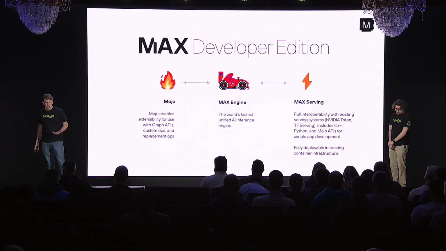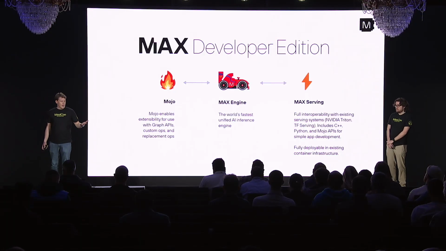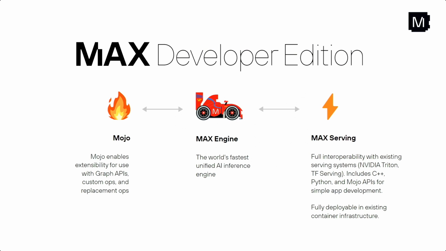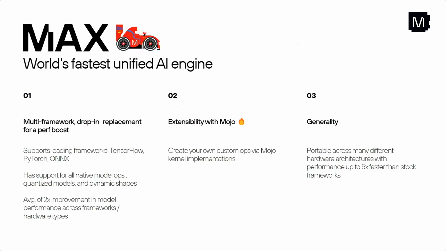So Max is a combination of three things. It's Mojo, which is the programming language, the engine, which is the world's fastest unified inference engine, and a serving system to make it easy to deploy into production. Stephen and I work on the engine, and the engine is a drop-in multi-framework replacement for getting a performance boost out of your models. It's extendable with Mojo, and it's general in that you can take it and run it on many types of hardware.